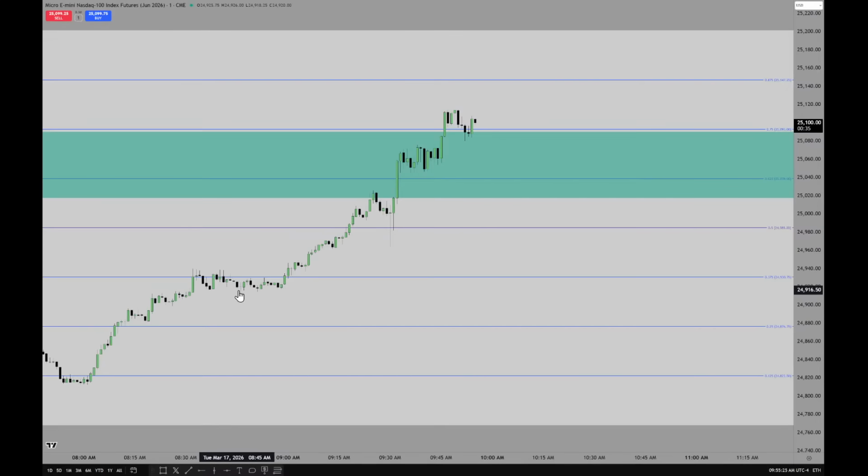I like that because it would draw into the lower half of that gap. This is the consequent encroachment. And the next level here is an octant, and the liquidity is just below that. And we've moved straight up from 8 o'clock there.